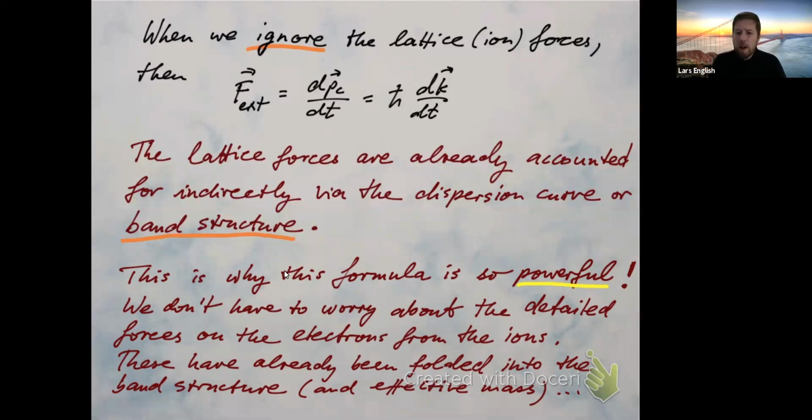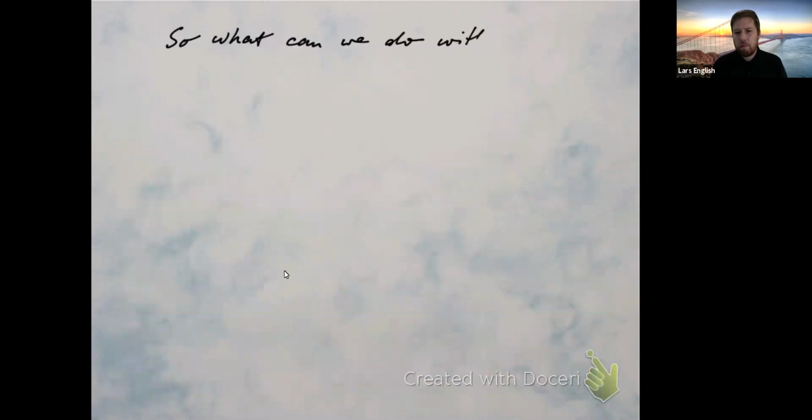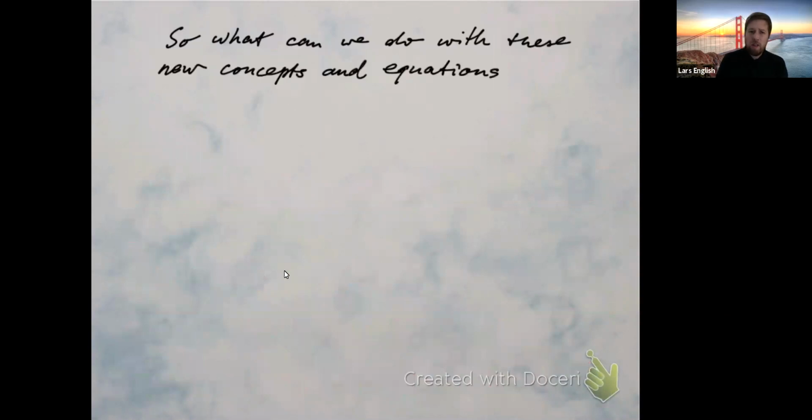We don't have to worry about the detailed forces at play that act on the electrons due to the ions. This would be very difficult for us to nail down in any case, because these forces have already been folded into the band structure and therefore also the effective mass. Okay, so that's the bigger idea. So let's return now to this other question, namely, what is this all useful for? Why are we doing this?